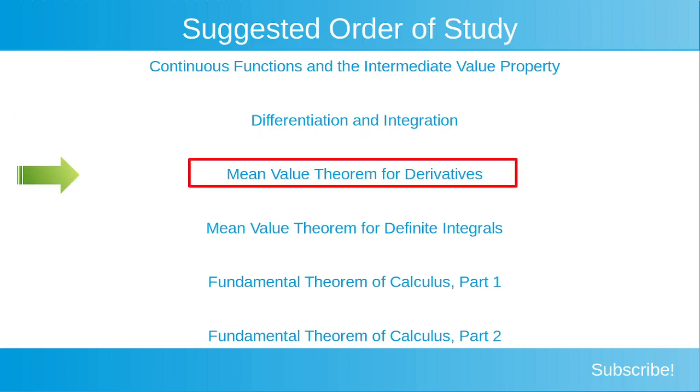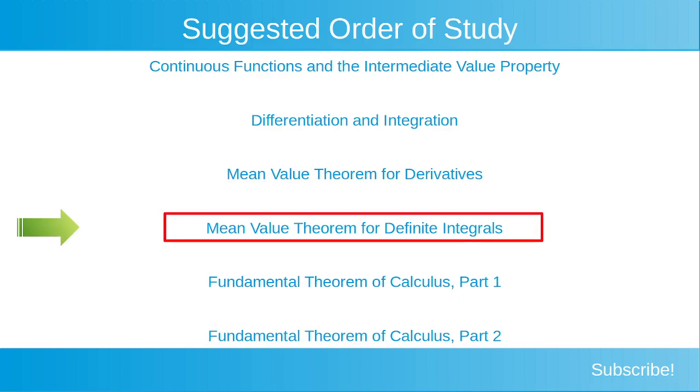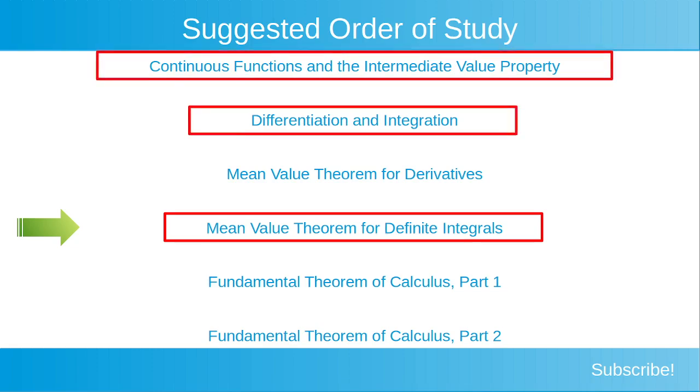I then suggest studying the mean value theorem for derivatives. We'll use this theorem later on in the proof of the Fundamental Theorem of Calculus, Part 2. I then suggest studying the mean value theorem for definite integrals. And we'll have already covered the intermediate value property which we use in the proof of this theorem. And we will already have revised definite integrals, and that will also aid us in our understanding of this theorem.